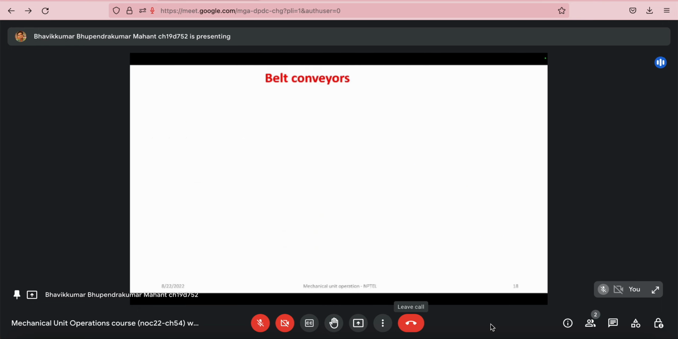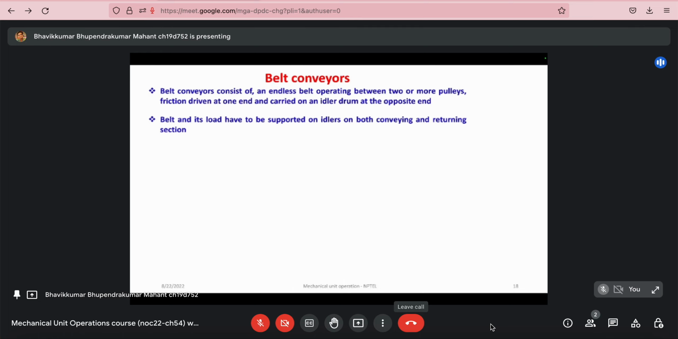Now we will go for a small description of each conveyor, not all, but mainly those on which you might get some examples. So like belt conveyor, bucket elevator. Belt conveyors consist of an endless belt operating between two or more pulleys, friction driven at one end and carried on the idler drum at the opposite end.